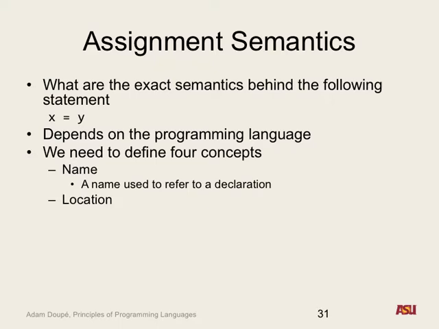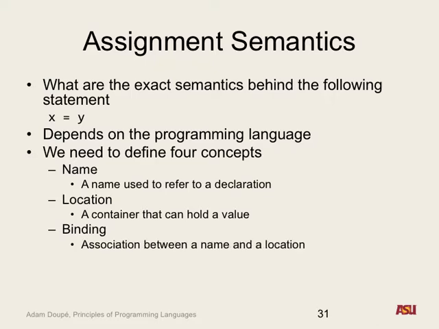Okay. So a location is, now we're getting a little bit closer to the hardware, but we're still going to think abstractly. So we're not going to think about necessarily memory, bytes, layout, all that kind of stuff. We're going to say that a location is some kind of container that can hold a value. And a binding is going to map a name to a location. So this is that association between, okay, the name X refers to some location, and that location inside of it can have a value. Right?